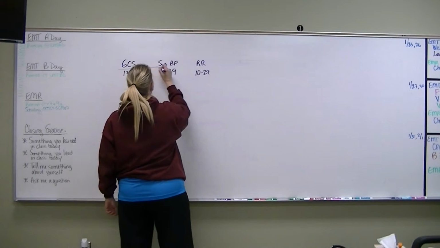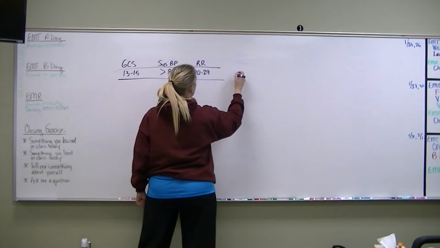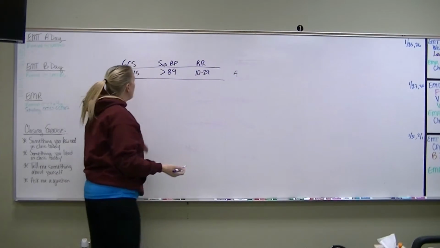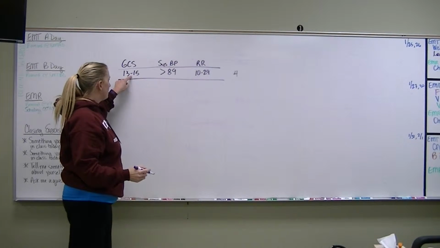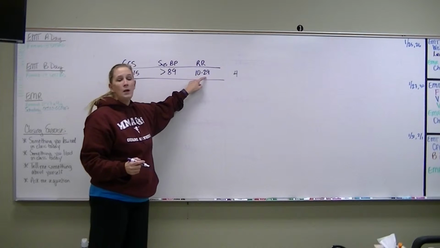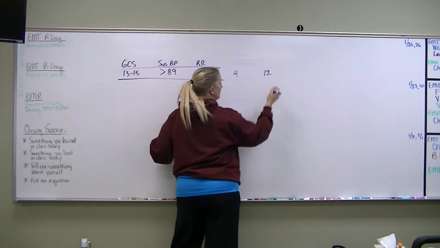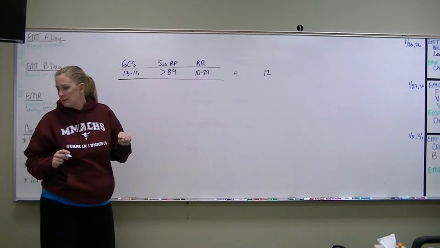So the top line in this, if your patient falls into this top line, they get 4 points. So if they get 4 points for their Glasgow Coma Scale, they get 4 points for their blood pressure, and they get 4 points for their respirations, the maximum number of points that your patient can get is 12. Okay, does that make sense?